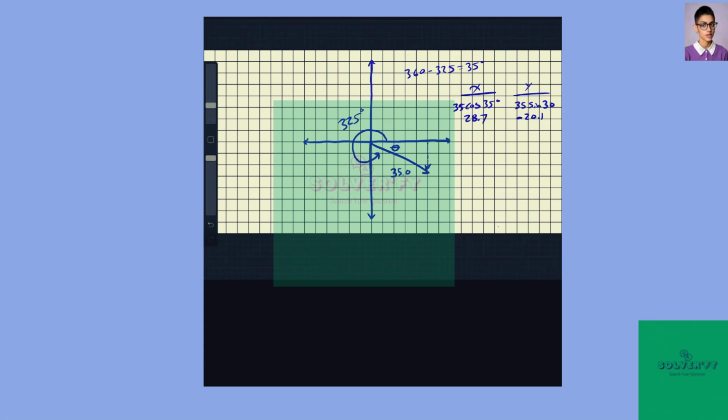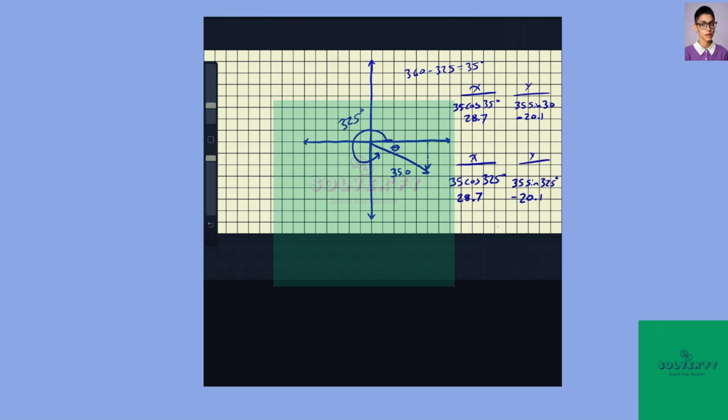The other way, which is the way that I like to do it, when we're dealing with vectors measured from the positive x-axis, we can actually just say 35 cosine of 325 degrees, and for the y value, we can say 35 times the sine of 325 degrees. And when you do that math, it will actually tell you that that x value is a positive 28.7 and the y value is a negative 20.1.